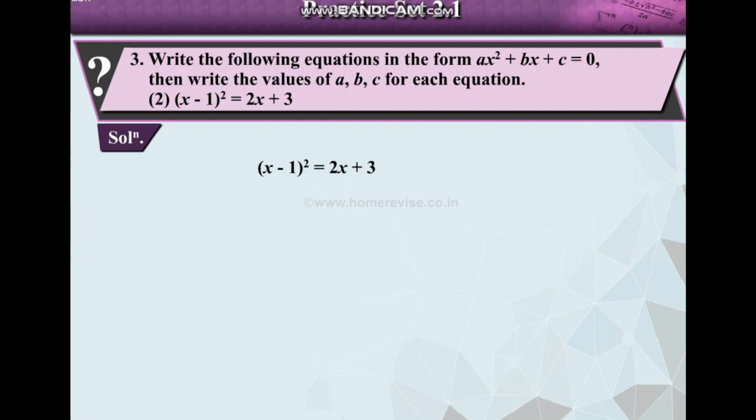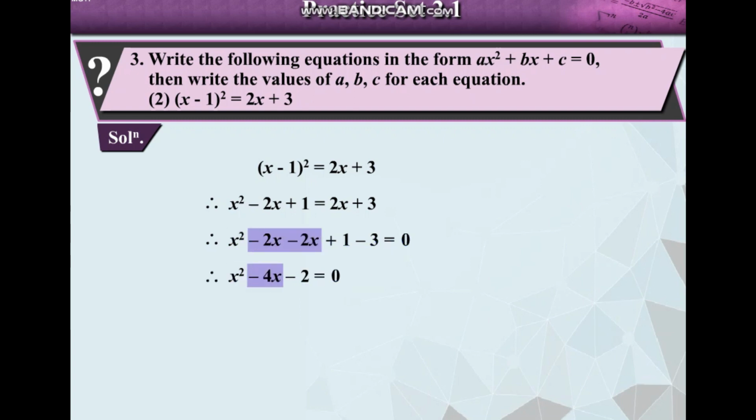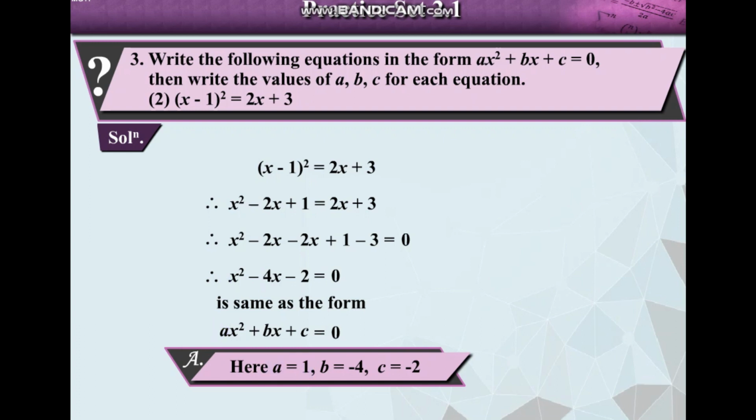(x minus 1) the whole square is equal to 2x plus 3. Therefore, x square minus 2x plus 1 is equal to 2x plus 3. Therefore, x square minus 2x minus 2x plus 1 minus 3 is equal to 0. Therefore, x square minus 4x minus 2 is equal to 0, which is the same as the form ax square plus bx plus c is equal to 0. Here, a is equal to 1, b is equal to minus 4, c is equal to minus 2.